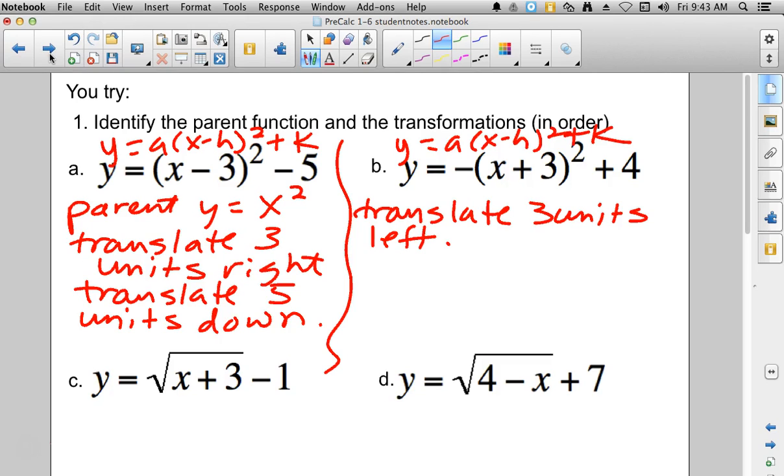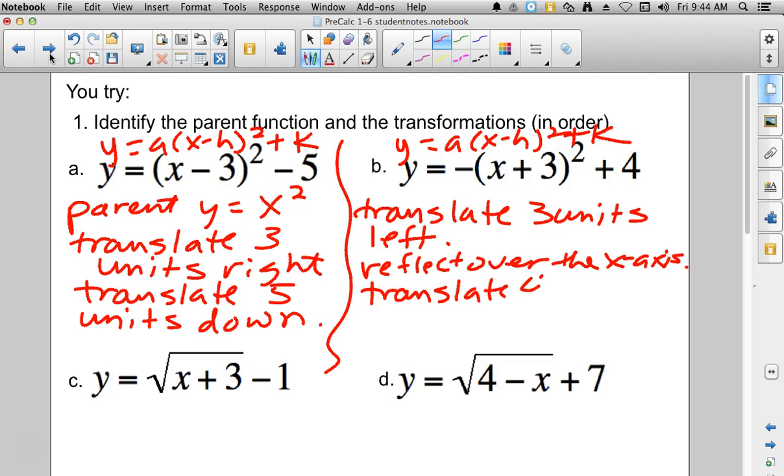We've got to say the reflection now. Again, the order is really important. Normally you do parentheses, do the squaring, then the negative. So reflect over the x-axis. What's last? Translate 4 up. Four units up.